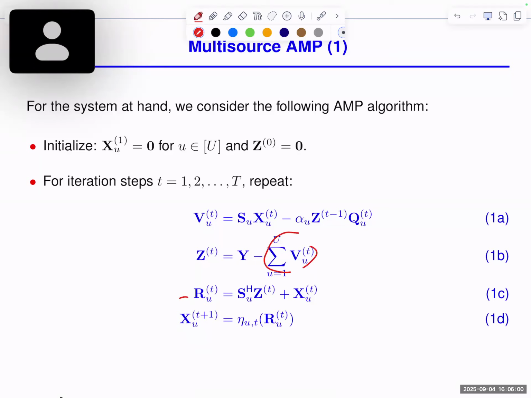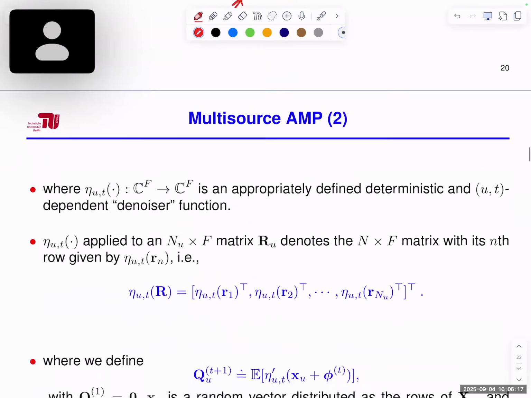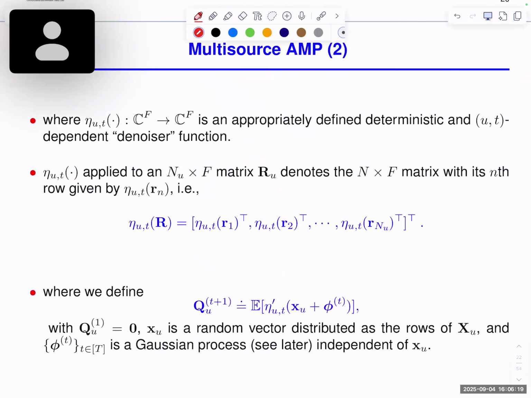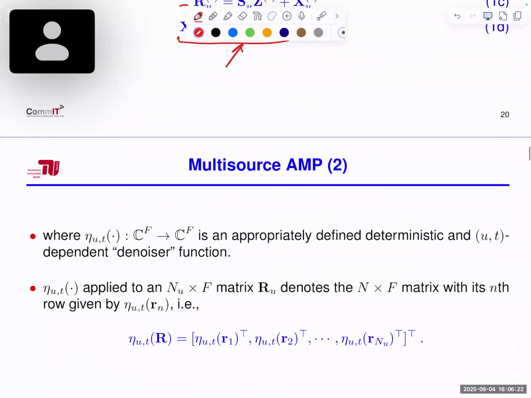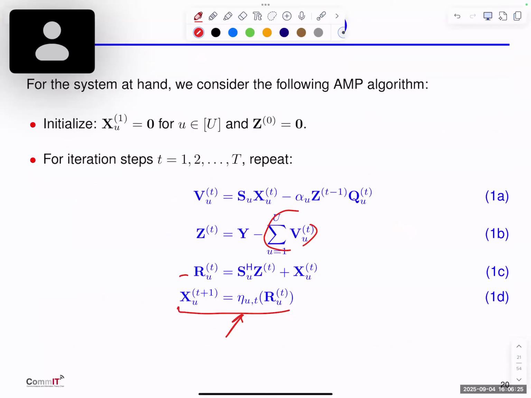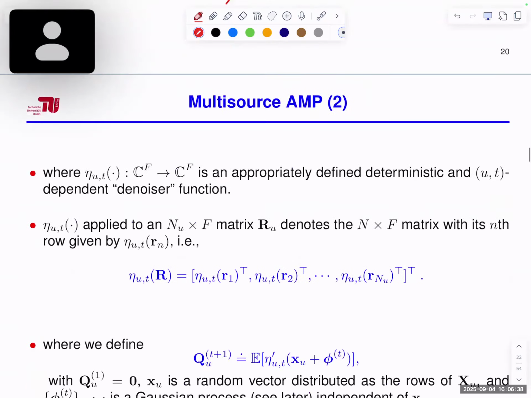And then we pass this soft observation through the famous nonlinearity, or say denoising function. This denoising function acts on the rows. The Q is the expectation of this Jacobian matrix. So this is its Onsager term that is added here, and this actually has a fundamental role in decoupling the iterations and making the analysis asymptotically correct.